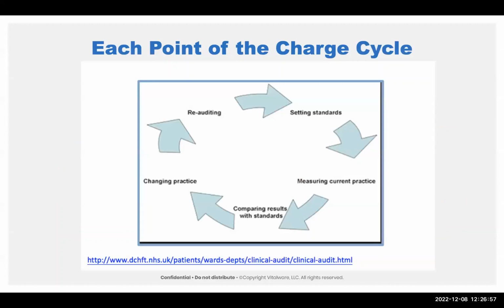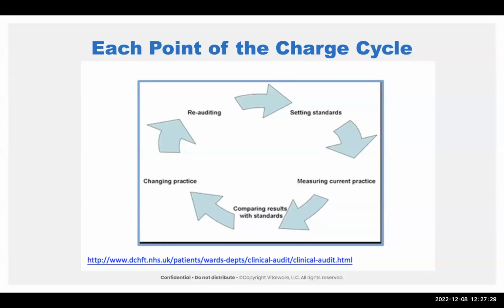So here is an audit cycle. This is what you use in finance. This is what you use in healthcare. This is what you use in manufacturing. It's the same cycle. This one happens to be from the National Health Service in the Scotland area. You set the standard. What is the standard going to be? What am I going to say it's going to be? Maybe it's going to be no registration errors for Social Security number.